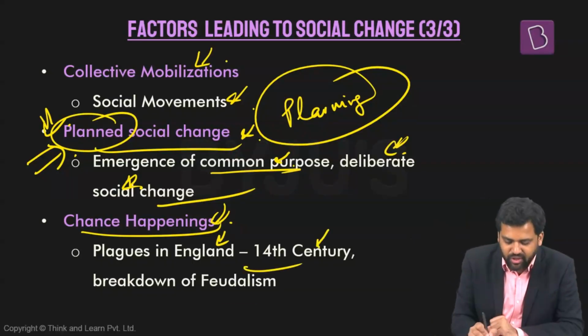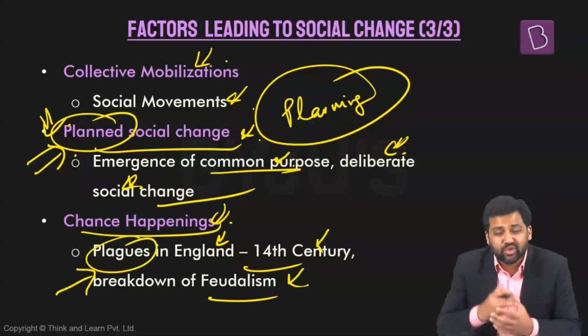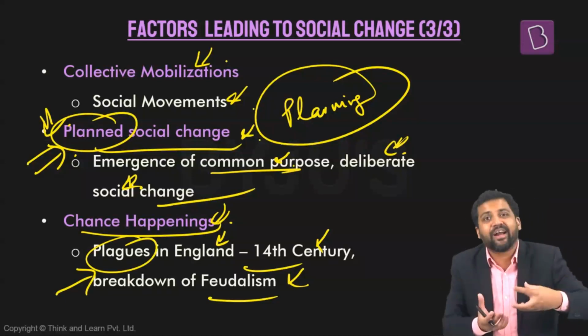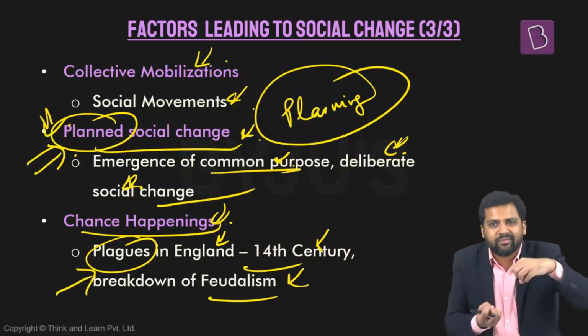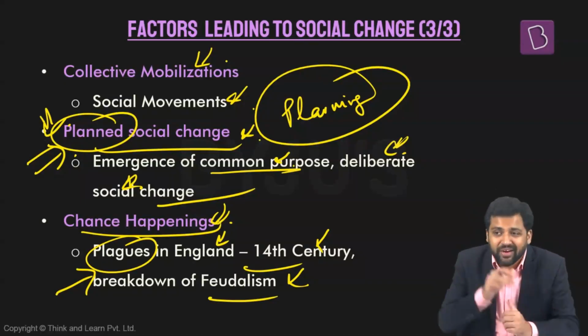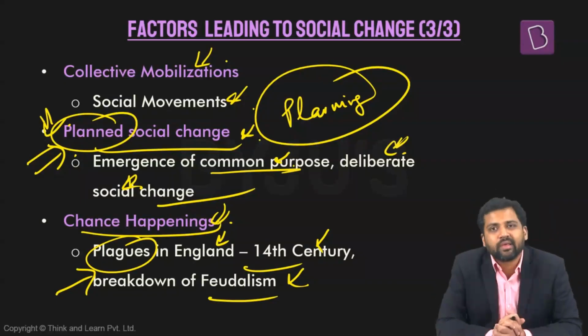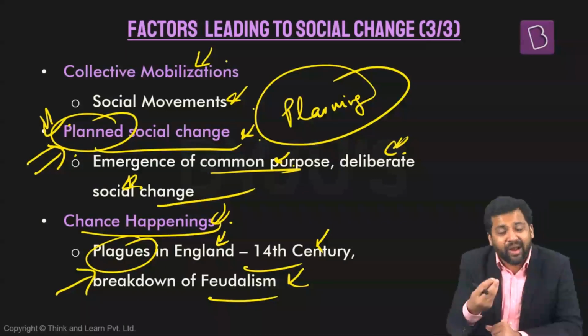For example, in England, in the 14th century, there were multiple instances of disease, plague, and so many people died that the existing social structure changed. You had a feudal society, with feudal lords and feudal serfs. They had some sort of interdependence between them, but because so many people died, this interdependence changed. In fact, this also facilitated the transition from feudalism to capitalism. Not only India, by the way, all countries have been impacted by a recent chance happening, the pandemic.